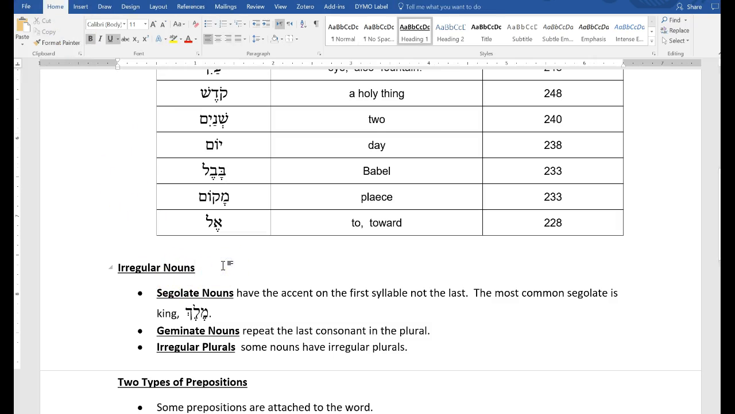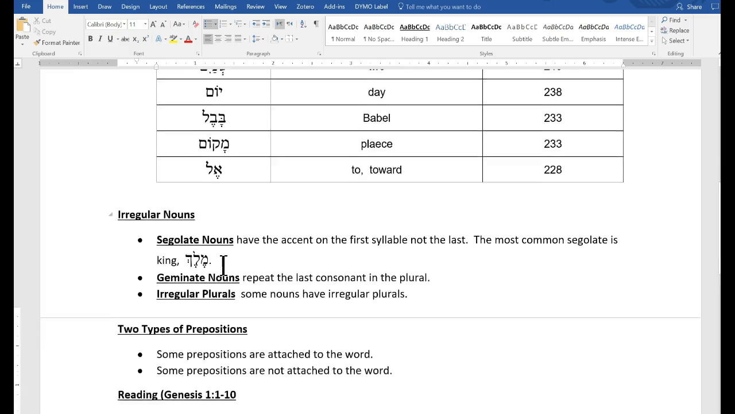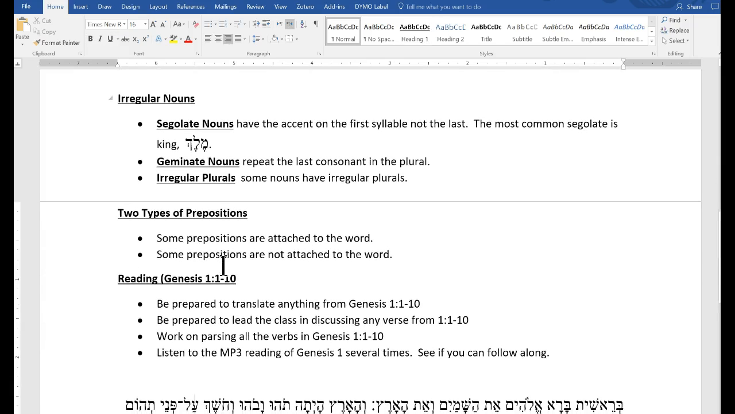What we're doing in chapter 6 in Futato is some leftover things. Segolate nouns are unusual in that they're accented on the first syllable, not on the last. There are a lot of segolate nouns. The one I'm most familiar with is melech, king.